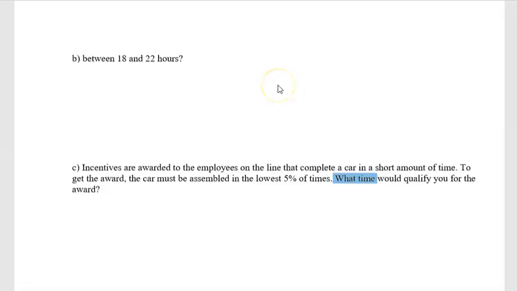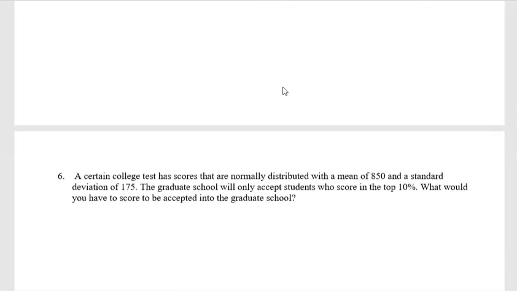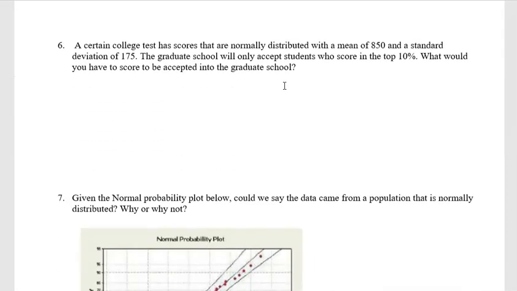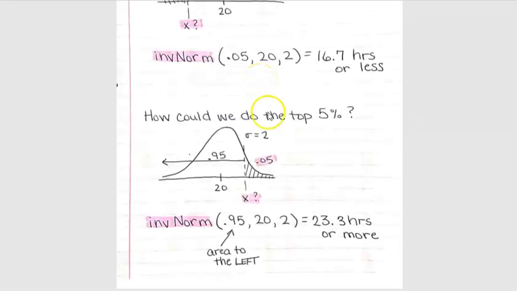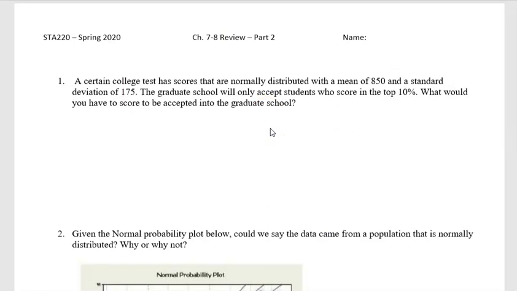Let me see if there was anything else on this one. Yeah, okay, so we have just a few more for chapter 7. And I think that's what I started this one off with. So this one, again, another word problem. We're looking at test scores. They're normally distributed with a mean 50 and a standard deviation of 175. They're only going to accept the people that score in the top 10%. So what score do you need to have to get into the graduate school?